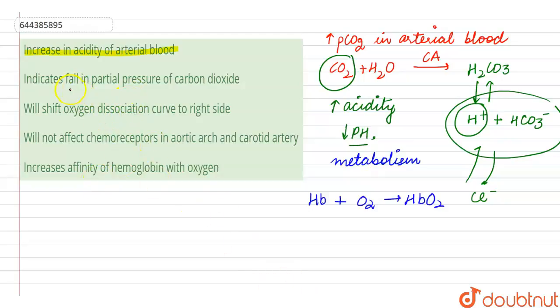The first option says it indicates fall in partial pressure of carbon dioxide. In fact, here more hemoglobin is attaching to the carbon dioxide. That means it indicates increase, not the fall. It indicates the rise in the partial pressure of carbon dioxide due to increased metabolic activities here. So this option becomes wrong.